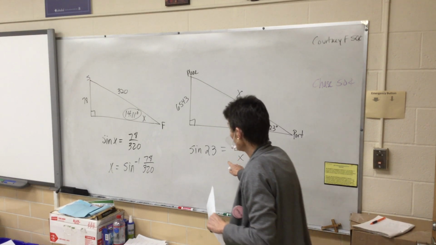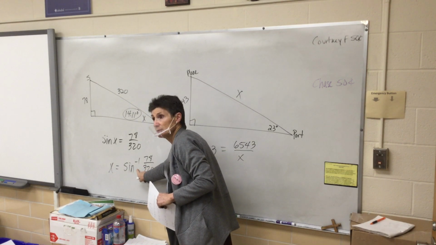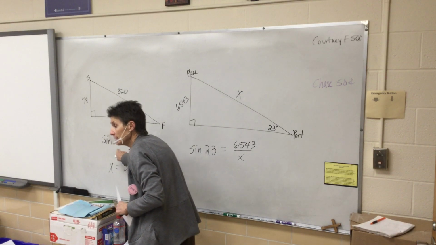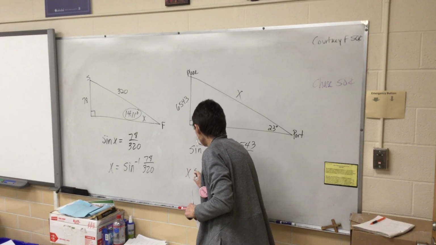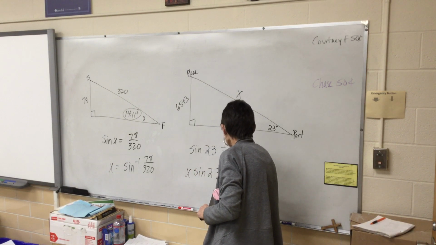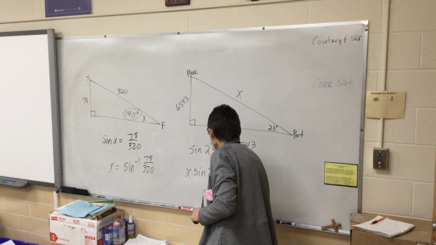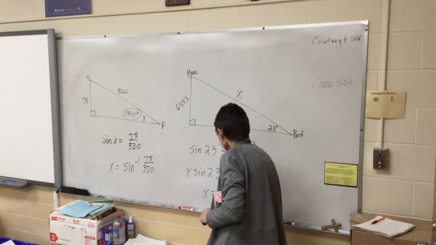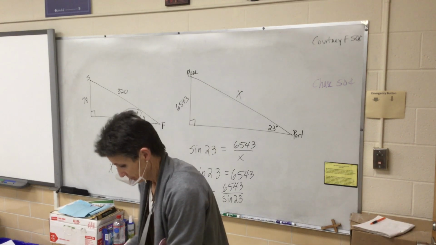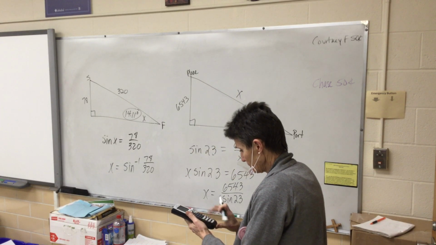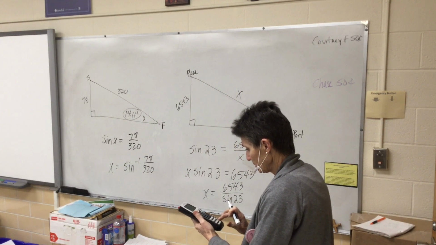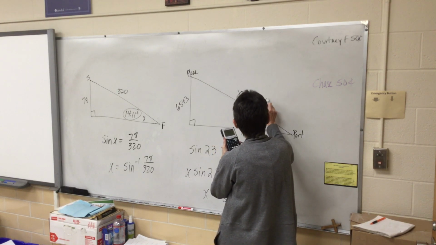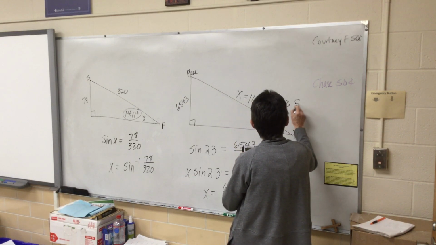Now, is this one where I'm going to use my second sine button? No, I only use my second sine button when the x is with the sine. So here I'm going to multiply by x and divide. So 6,543 divided by sine 23. Ooh, it's a big number. 16,745.53 feet.